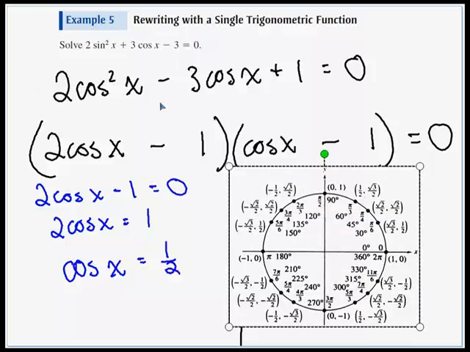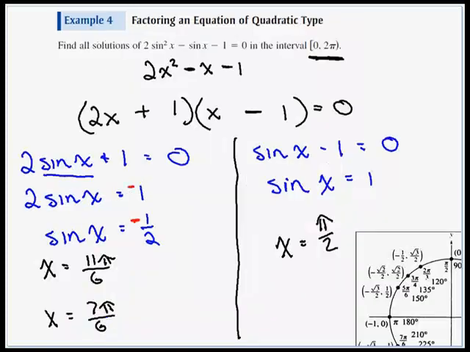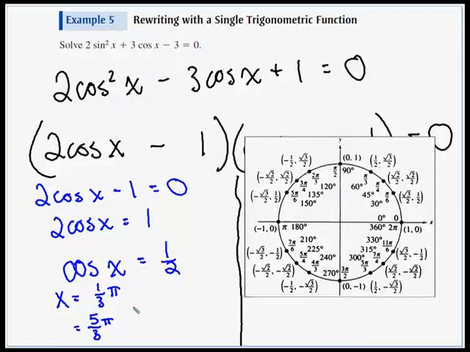And where do these occur on the unit circle? Where does cosine equal positive 1/2? Again, cosines are x coordinates. So that's going to happen at 1/3 pi and at 5/3 pi. And they did not restrict our interval like that previous example. It restricted from 0 to 2 pi. Here there is no restriction, so we have to do our plus 2 pi m. And also for the 5/3 pi.